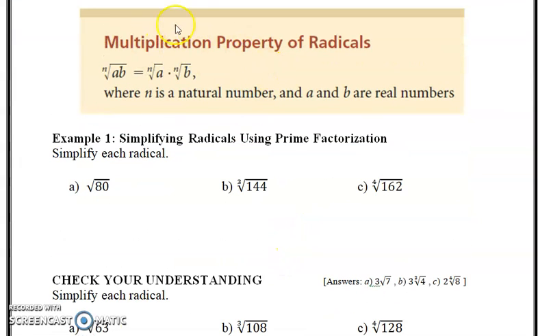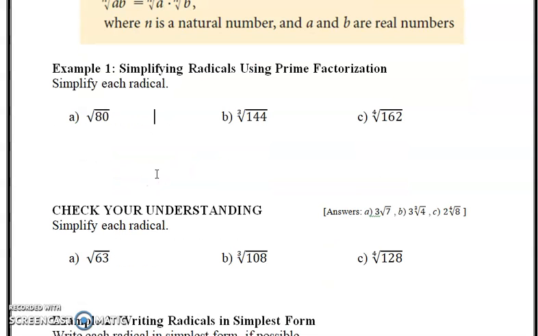Remember some of those multiplication properties: if you have two numbers multiplied together, they can be split up. So what you want to do is look at the square root of 80 and determine the greatest perfect square that is within 80. That's what you want to identify. There's a couple of ways to do this.